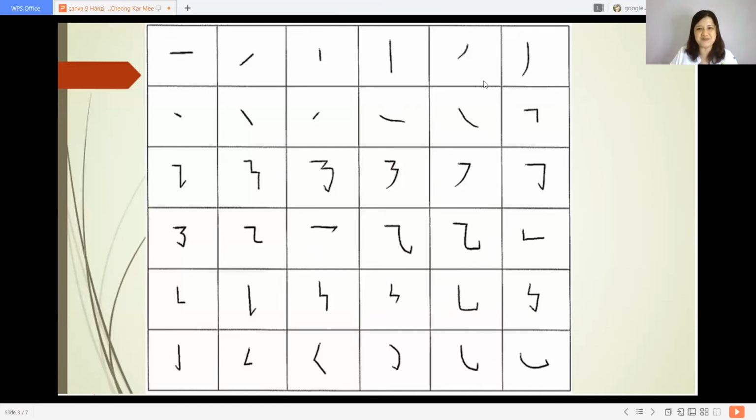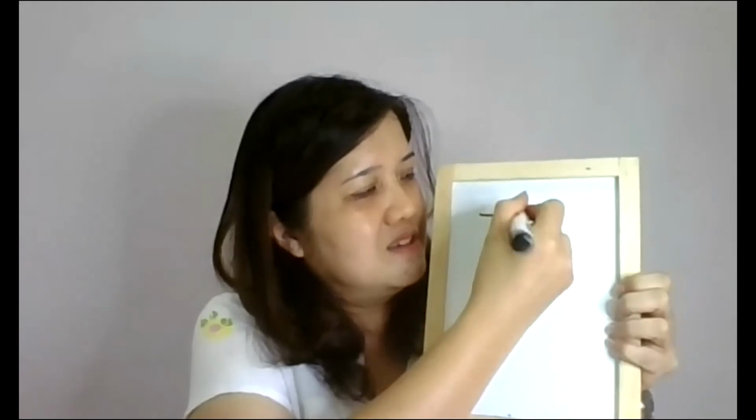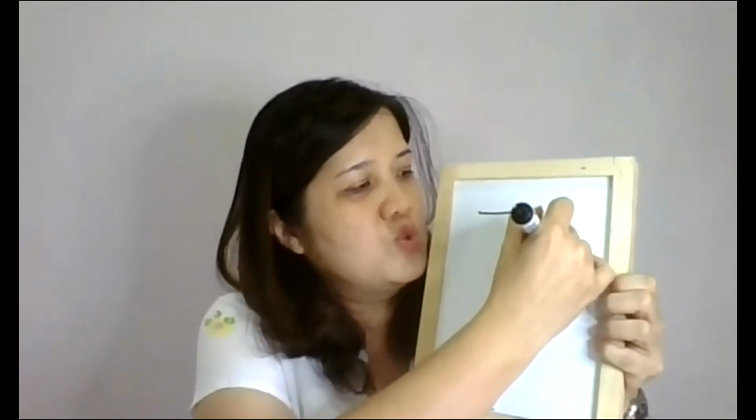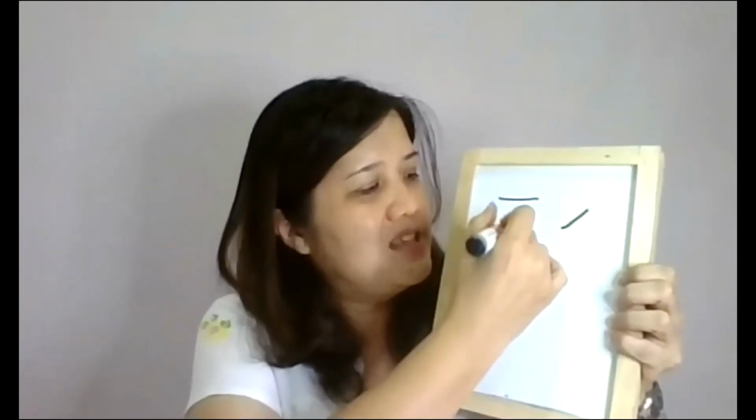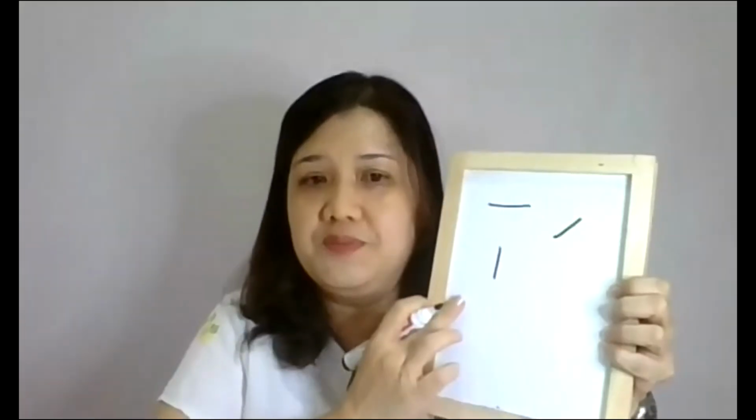Let's get started. I'm going to use this little tiny whiteboard to show you the steps one by one. The first one is a horizontal line. It's like this. The second one is a tick, down to up, like this. And the third one is the short vertical.